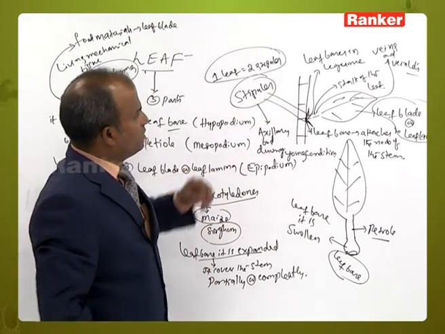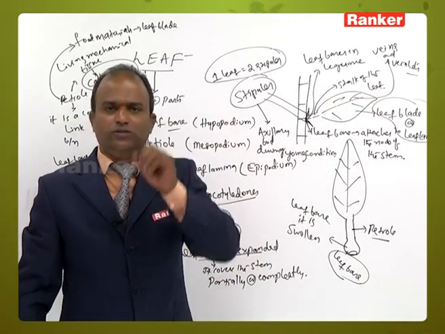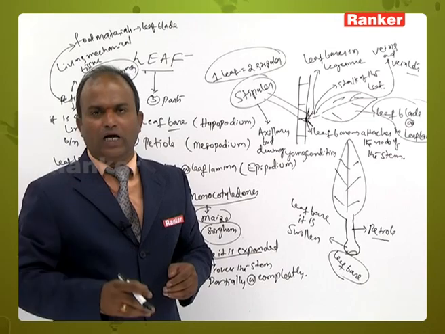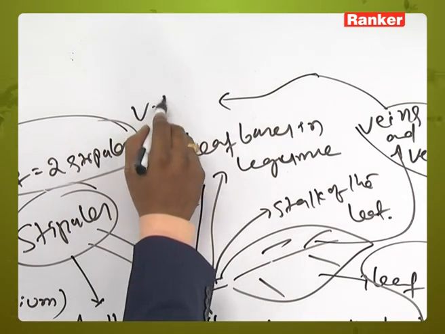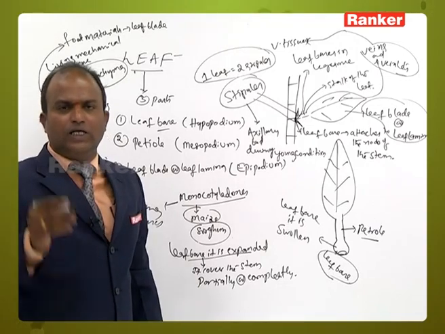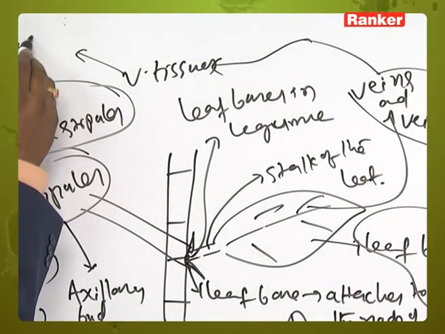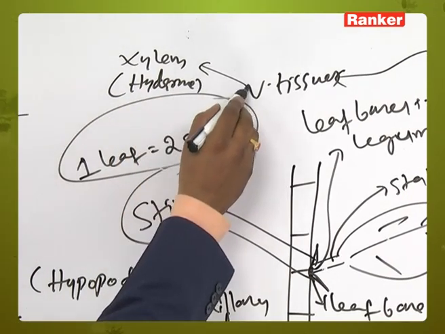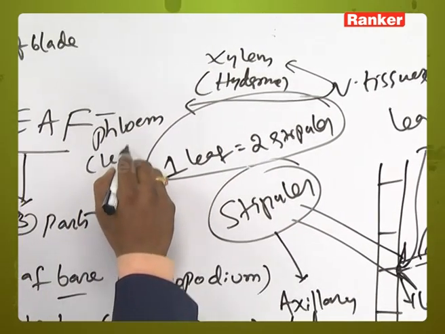The veins and veinlets give rigidity to the leaf blade, due to which the leaf blade shows a particular shape also. What are these veins and veinlets called? These are called vascular tissues. What are the vascular tissues present in the veins and veinlets of the leaf blade? That is xylem. What is another name of xylem? That is hydrome. And what is the other type of vascular tissue? That is phloem. What is its other name? That is leptome.